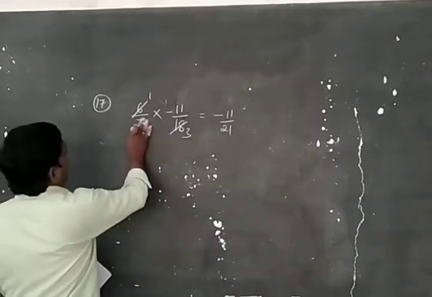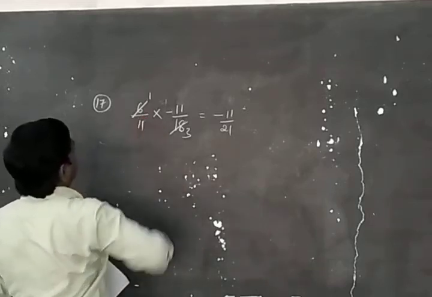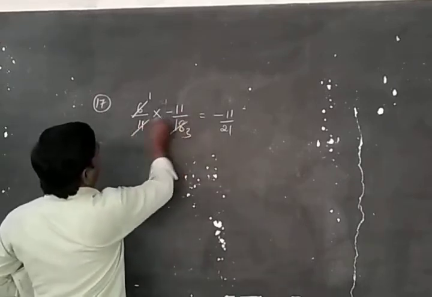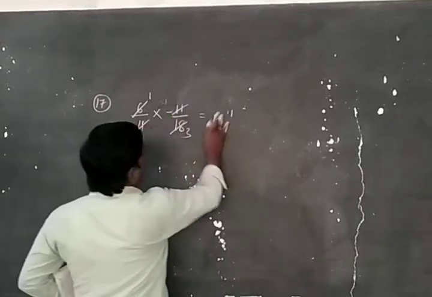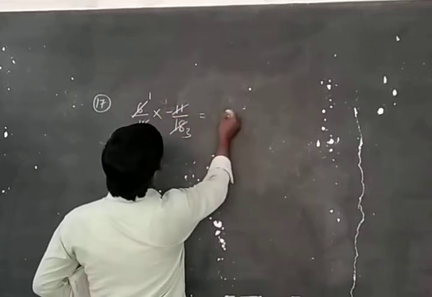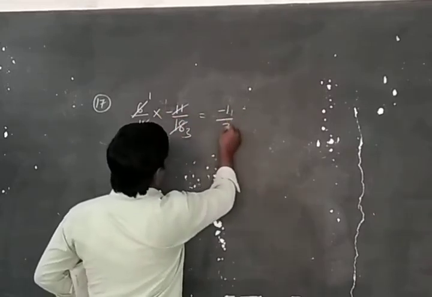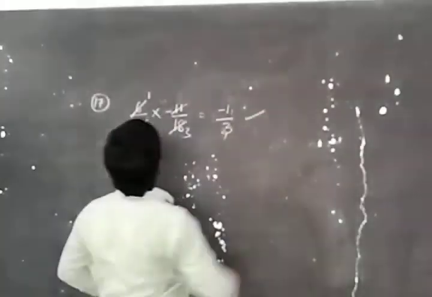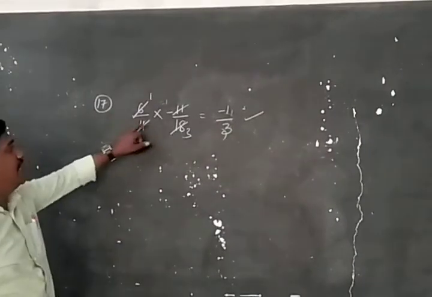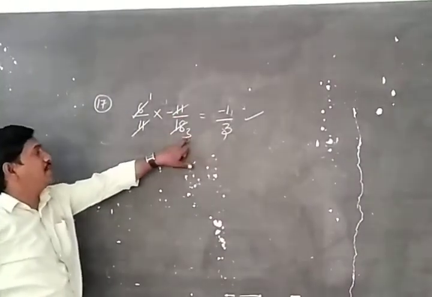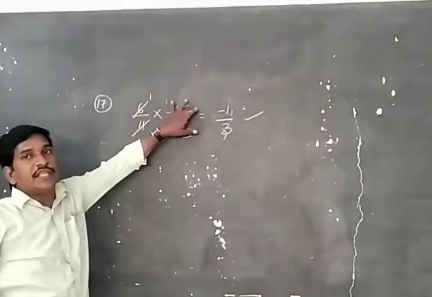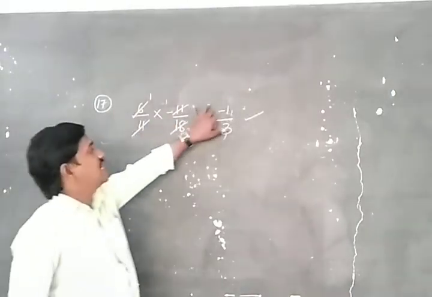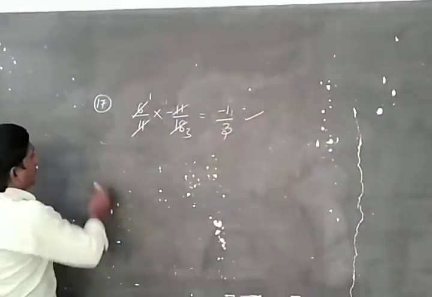Sorry, 6 by 11 into minus 11 by 18. 11 cancel. So 1 into minus 1, minus 1 by 3. Minus 1 by 3 is the correct answer. Minus 11 by 18 is the additive inverse of 11 by 18. 6 table 1 side and 3 times. Minus 1 by 3.